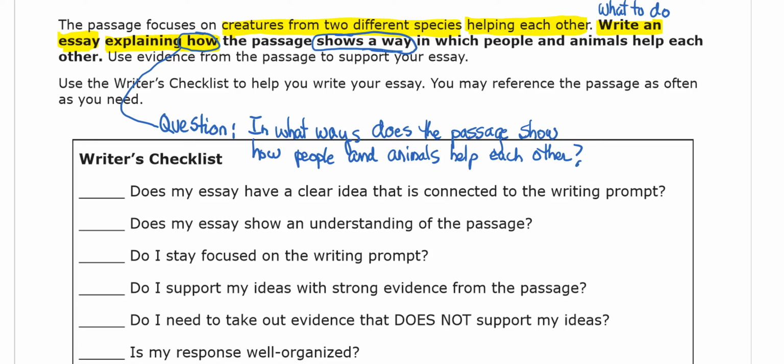It shows a way here, it says. And we know that we're going to be looking for people, and we're going to be looking for animals, because that's what the passage would like us to look for. And we know that's going to be in ways they help each other. And of course, always use evidence from the passage to support your essay. And you know that is citing the text.